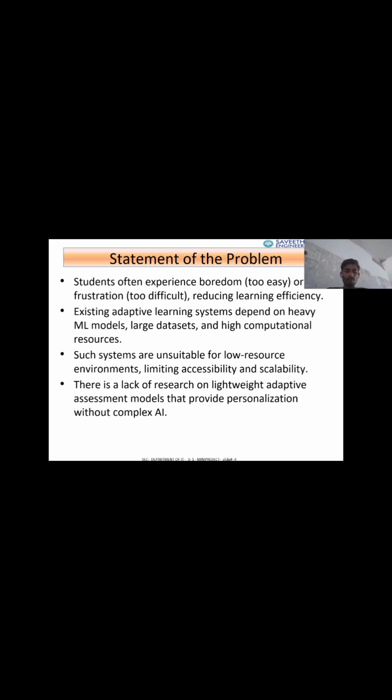To overcome this issue, adaptive quiz systems were introduced. These systems adjust the question difficulty based on the student's performance, but most existing adaptive quiz systems depend upon complex artificial intelligence and machine learning models. They require a large amount of data, powerful hardware, and a consistent network. Because of these requirements, such systems cost a lot and their performance demands are very high, so it is difficult to implement and adopt them.